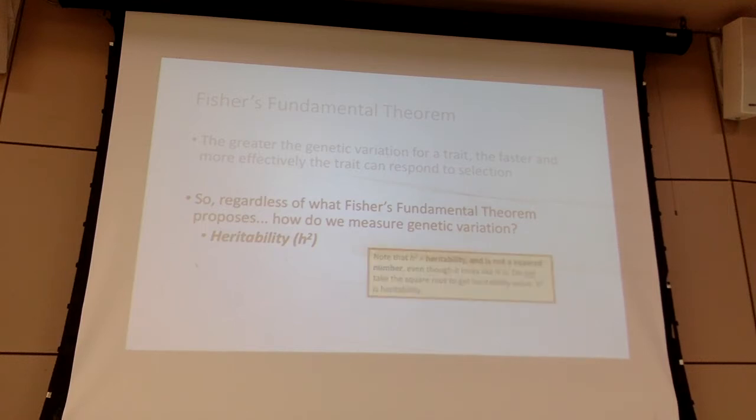Now, just as a reminder, note that heritability is indicated by h squared, but it's not actually a square number. Heritability is heritability. It's unfortunate but true that it looks like it's squared. Don't square it. Don't take the square root to get the heritability value. H squared is heritability.